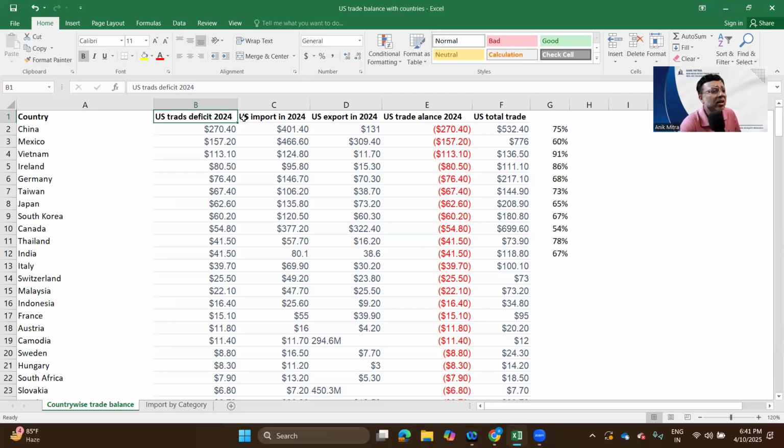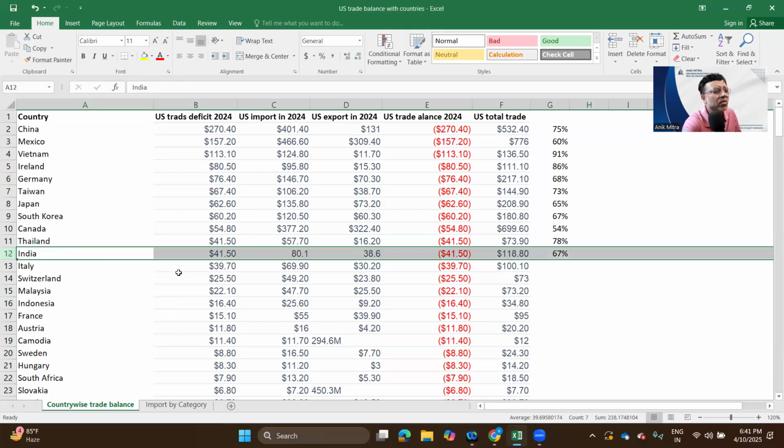Mexico stands second, where import from Mexico is even higher at 466, 467 billion, but export was also significant, that is 309 billion, resulting in 157 billion of trade deficit. This is the second country after China. Third one is Vietnam, 113 billion of trade deficit, where 124, 125 billion has been imported and export is hardly anything. Where India stands, India is a little bit on the downside, $41 billion of trade deficit with India, where US imported 80 billion and exported 38, 39 billion.